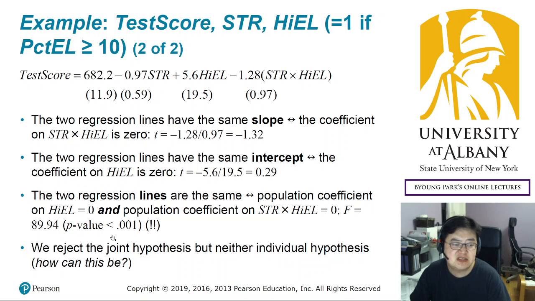The p-value is less than 0.1%. So that means the English learners is an important variable, either for the intercept or for the slope. However, it's not clear where that effect is going. So that's what we get here.